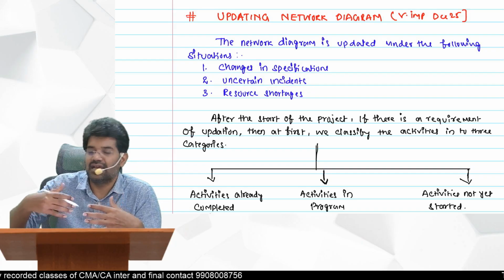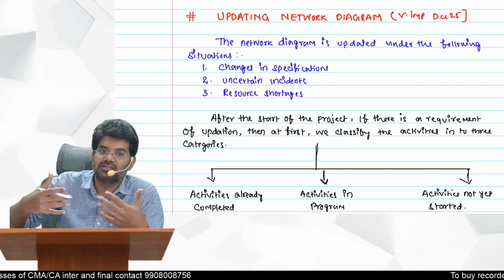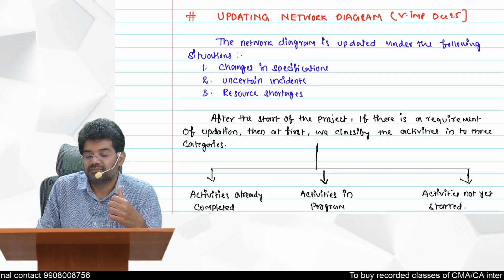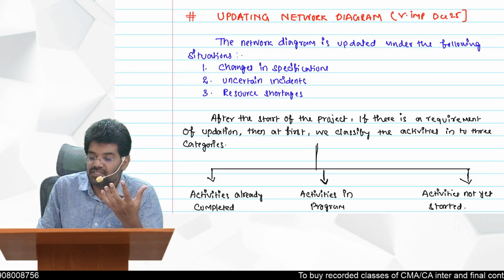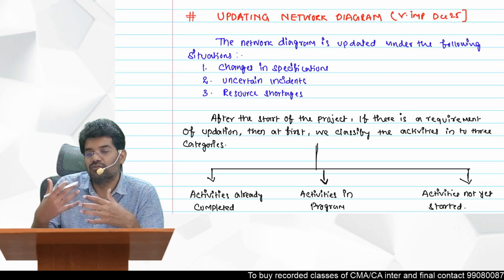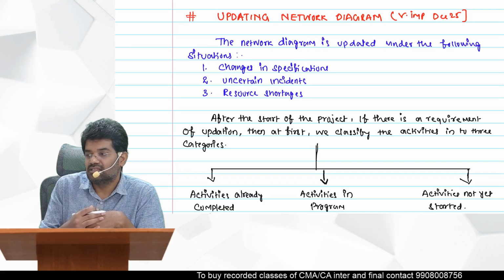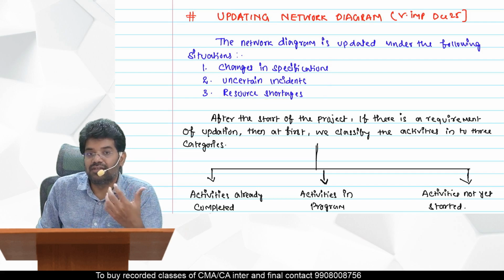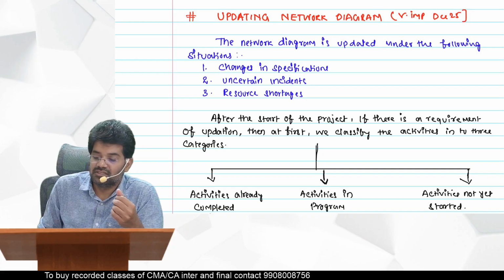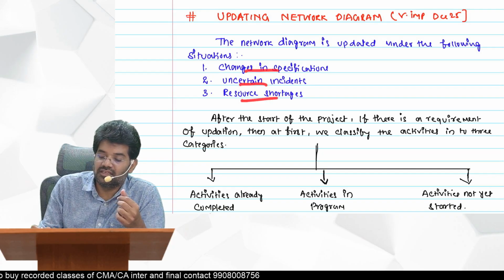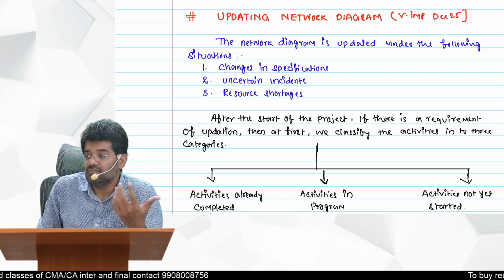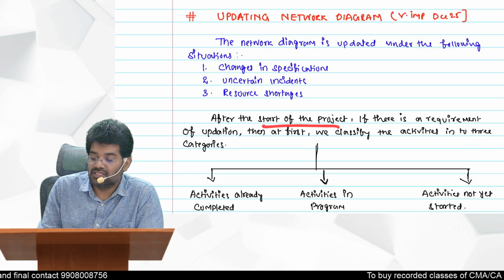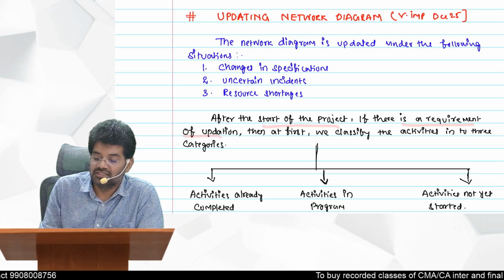So updating generally happens as part of project controlling, after commencement of the project. Sometimes there might be a change in specifications, or some unforeseen incidents, or you might fall short of resources also. In that case we have to revise. So these are the reasons why you need to update your network diagram.